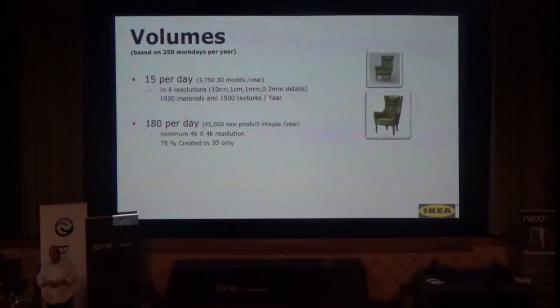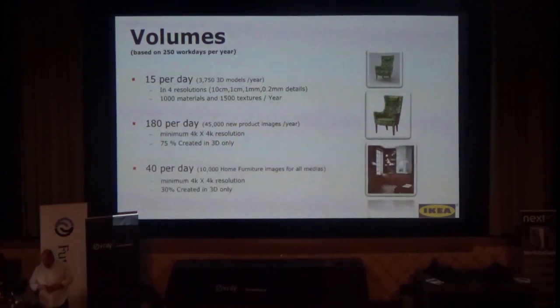Product images. The product image that you probably see around quite a lot is just a normal product image on a white background. We create about 180 of those per day, which means 45,000 per year. About total kitchen setups, or room setups with all the furniture in it, we create about 40 images per day, which means about 10,000 home furniture images per year.